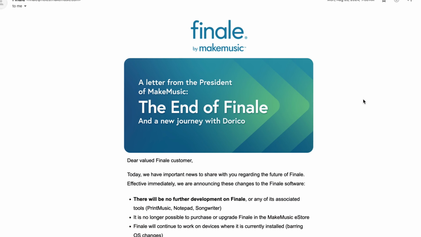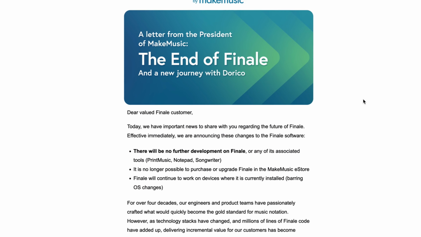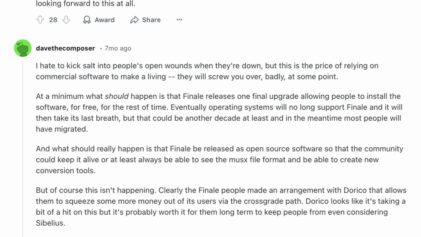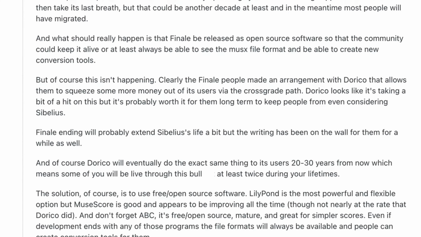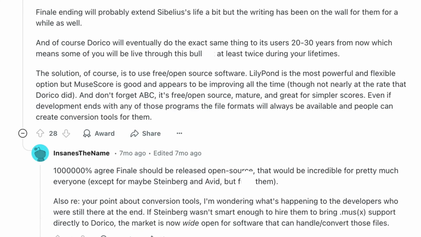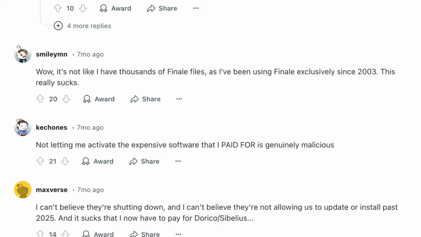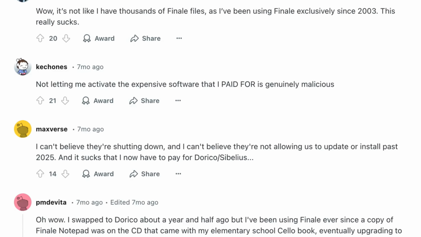Why am I doing all this? Well, on August 26, 2024, all Finale users received an email stating that MakeMusic, the company behind Finale, was ending development of Finale. Needless to say, a lot of Finale users, and there were a lot of them since Finale had been around for 35 years, were rather upset. Some users have hundreds or even thousands of Finale scores that they've written over the course of many years, and now they all have to learn a brand new piece of software. And I was one of them.